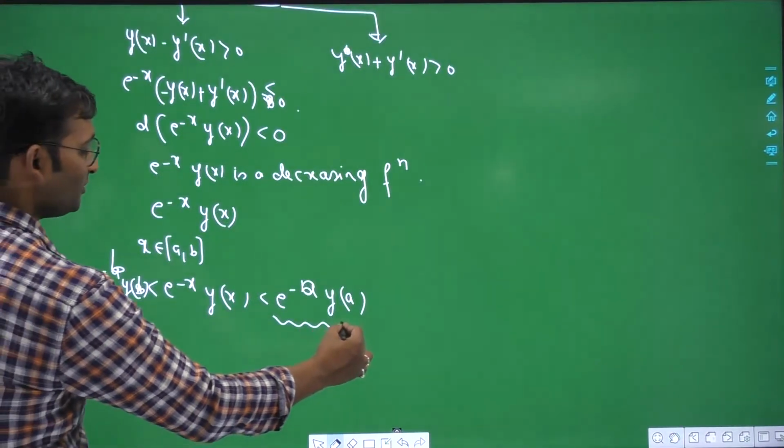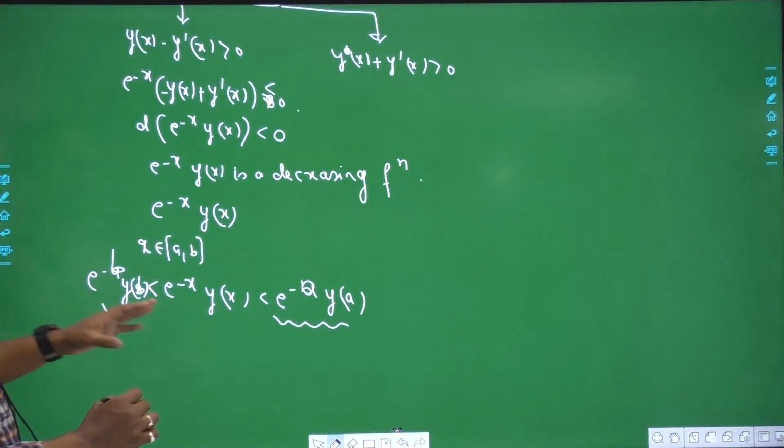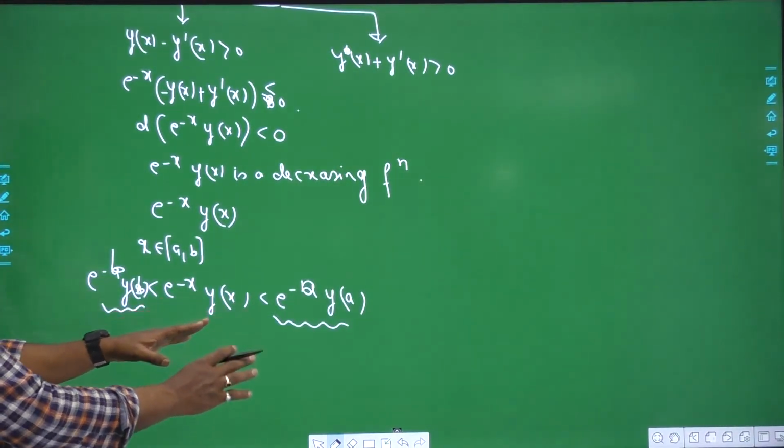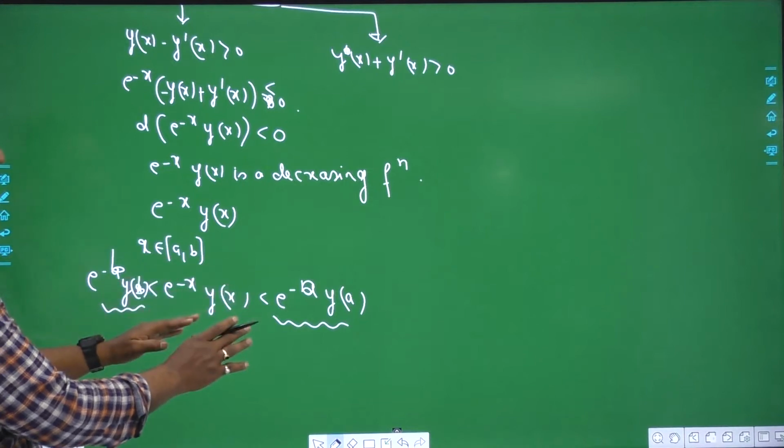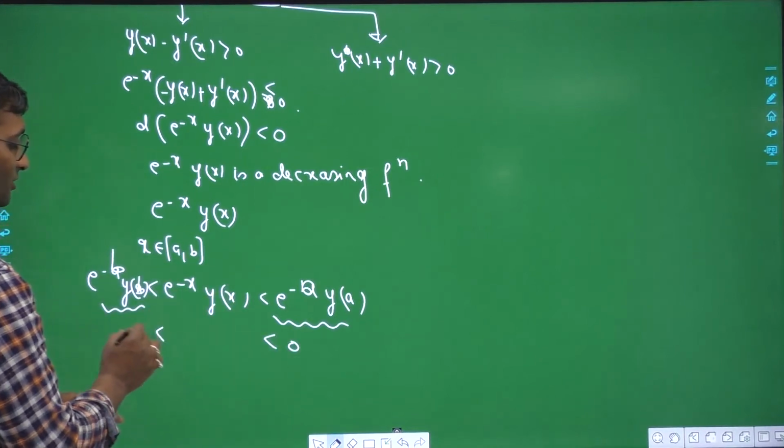Now y of a is given to be 0, but this gives you a contradiction that y(x) cannot be a decreasing function. See why? It cannot be strictly decreasing, because here also it is given to be 0, here also it is given to be 0.